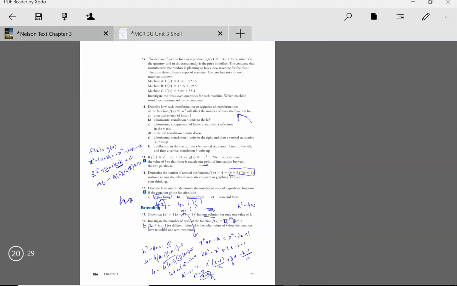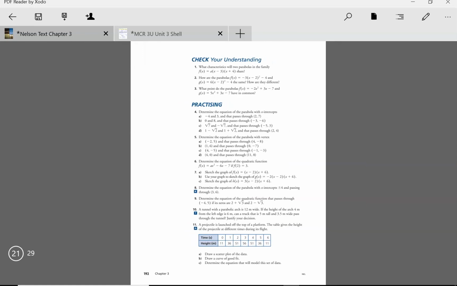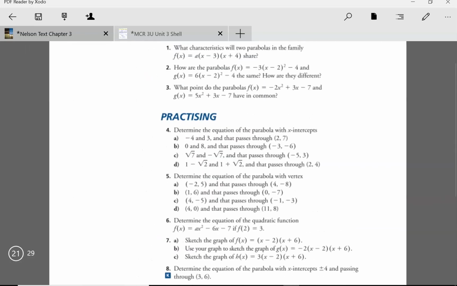Page 192, let's go there, here we are. What do these have in common? How are they the same? You can see that they have the same vertex. This one's downward facing, this one's upward facing, this one's stretched by a factor of 3, this one's stretched by a factor of 6, that kind of thing. What do they have in common? You see that their y-intercept is common. They both have the same y-intercept.